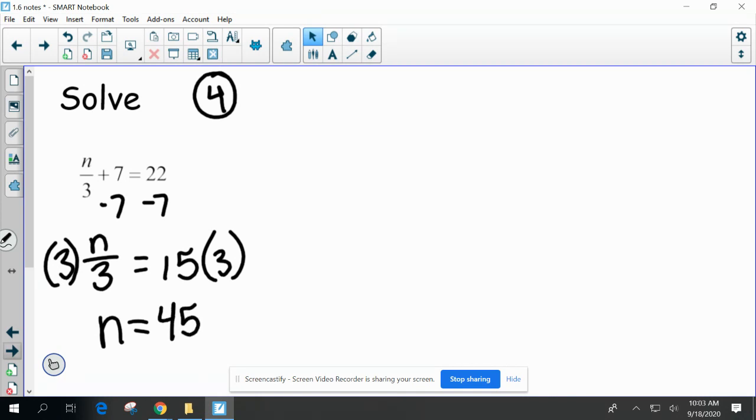How do you multiply? Because this is n and that line means divide. So the opposite would be to multiply. That's saying n divided by 3. So the inverse is n times 3.